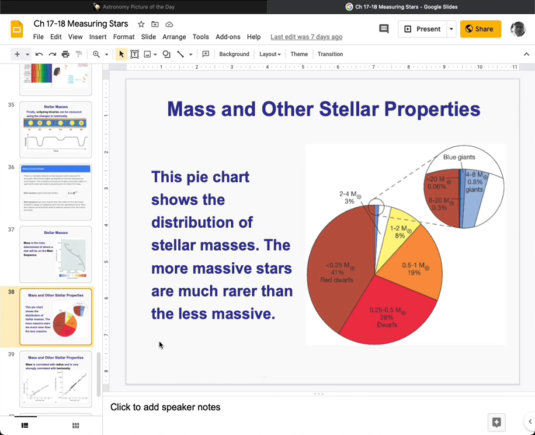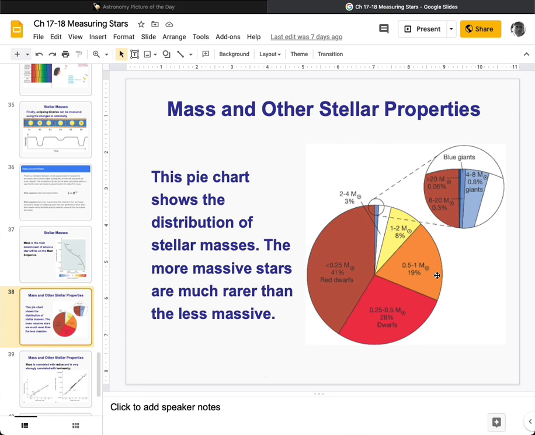So I wanted to show you that the distribution of stars is really mostly small little guys. That 28% are dwarf stars, 41% are red dwarf stars, meaning they are less than a quarter the mass of the sun. So these are really small. These are 28% that are about a quarter to half the mass of the sun. Look how much of the pie these two segments take up.